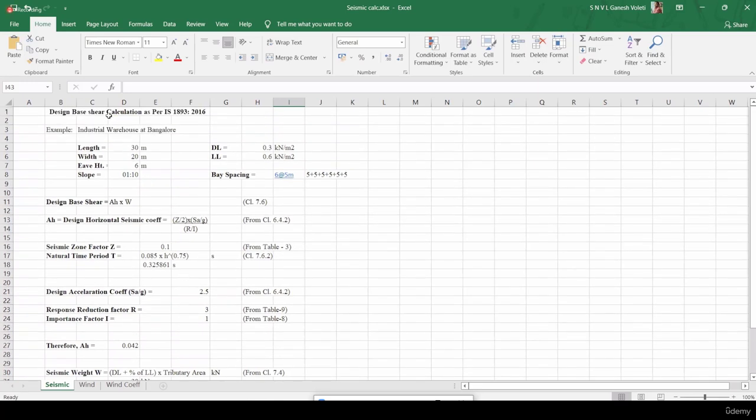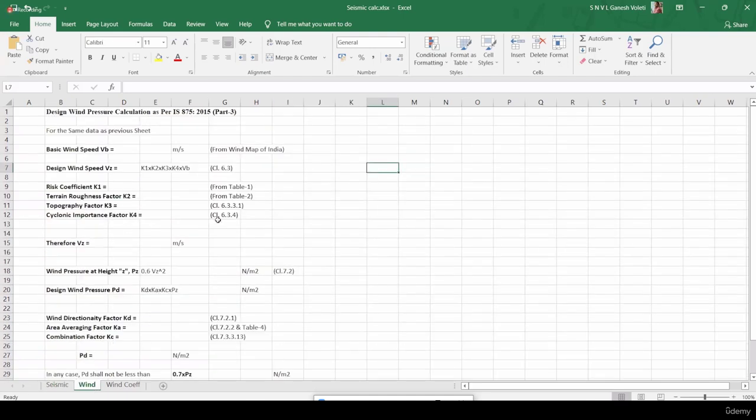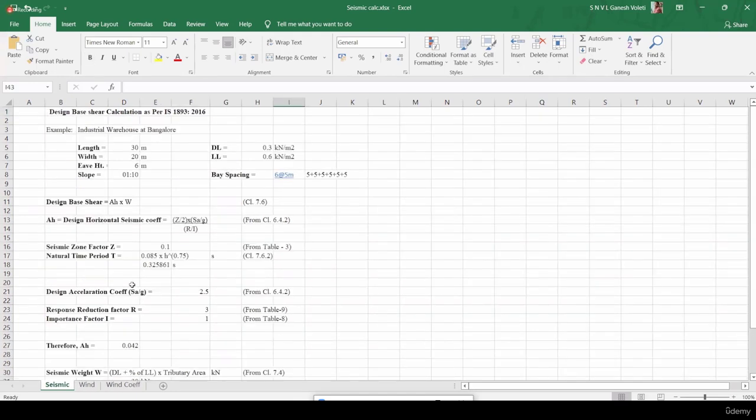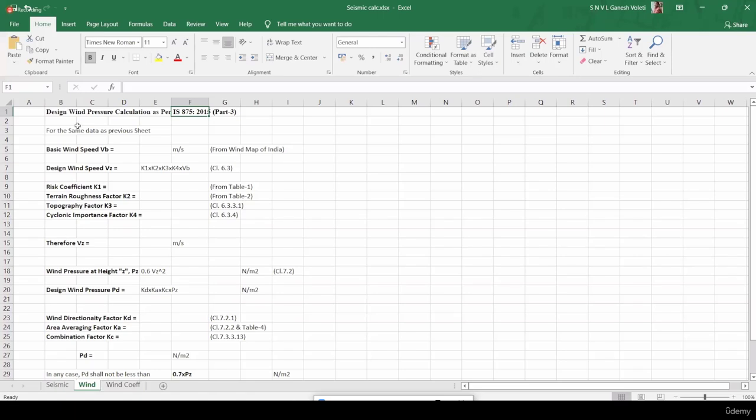And then the other particular calculation we have to know is wind calculation. For seismic calculation we have seen IS 1893 2016. For wind calculation we have to follow IS 875 Part 3, the recent version is 2015. I'm taking the same example, the industrial warehouse at Bangalore, the same data for wind load calculation also, for your understanding.